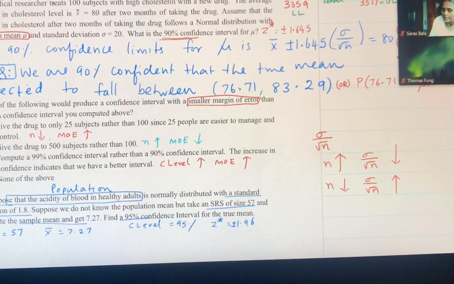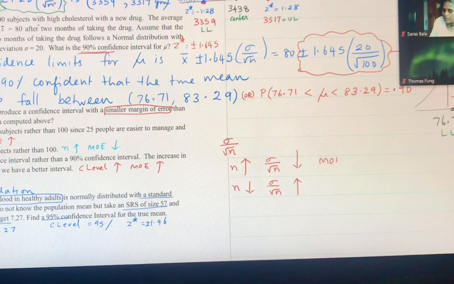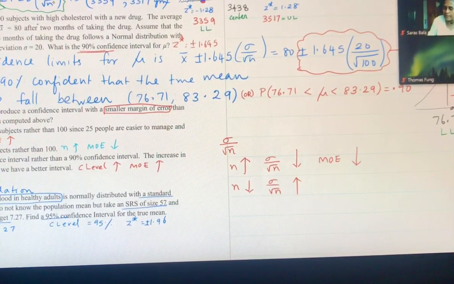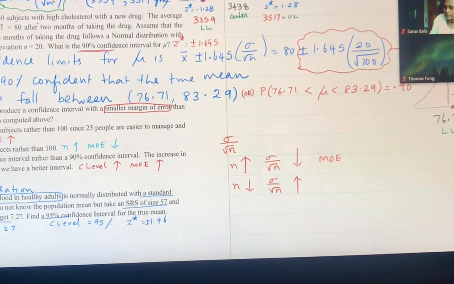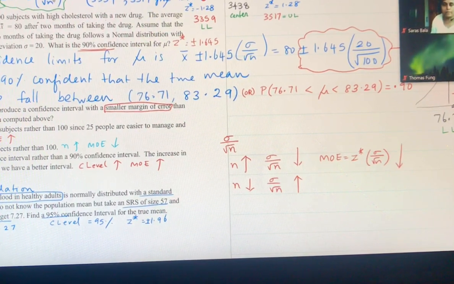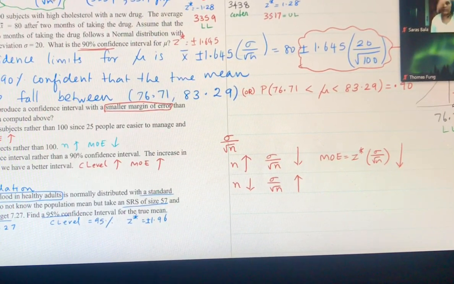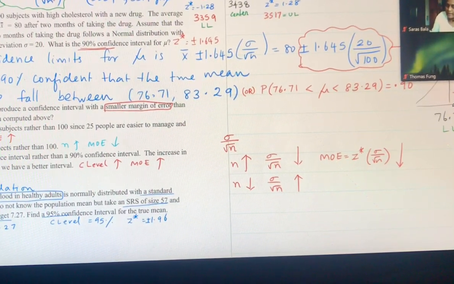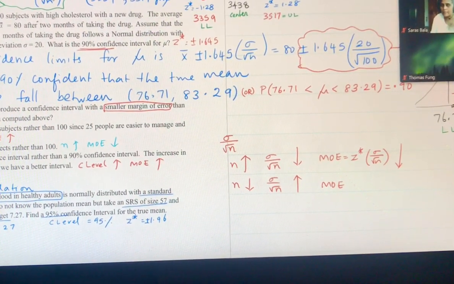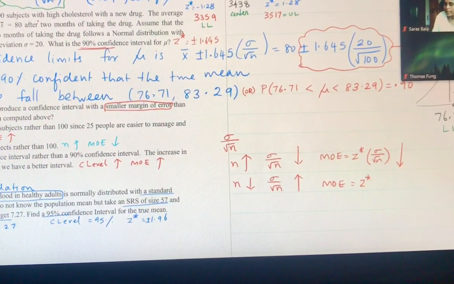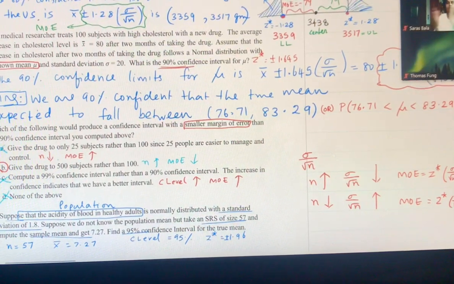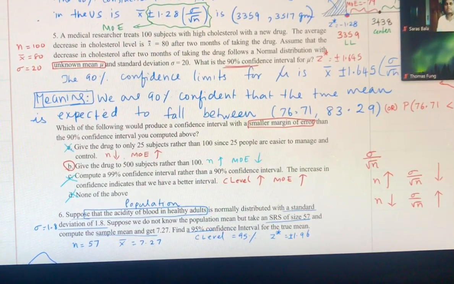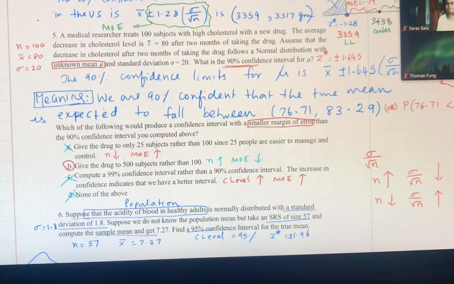Now let's continue. How about the margin of error? The margin of error is given by z star times sigma over square root of n. When n increases, your margin of error decreases. In the same way, when n decreases, your margin of error goes up. They all act in opposite ways. So a smaller margin of error is not going to happen if we decrease the sample size. That option is ruled out and eliminated.